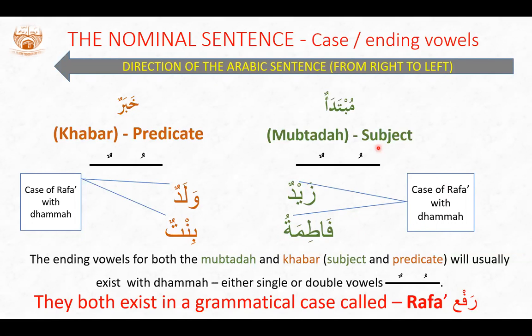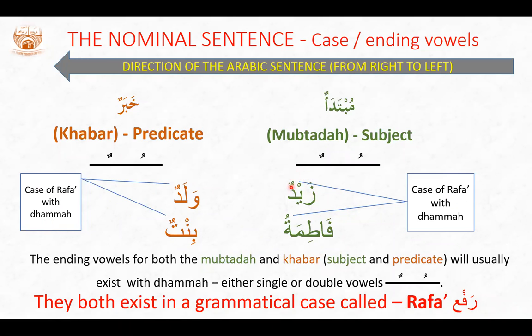The law is: the mubtada exists in the case of rafa. Say that from here. The subject of the nominal sentence exists in the case of rafa, and the vowel that is usually associated is a dhamma. Likewise, the predicate of a nominal sentence exists in the case of rafa, and the vowel it usually takes will be dhamma.